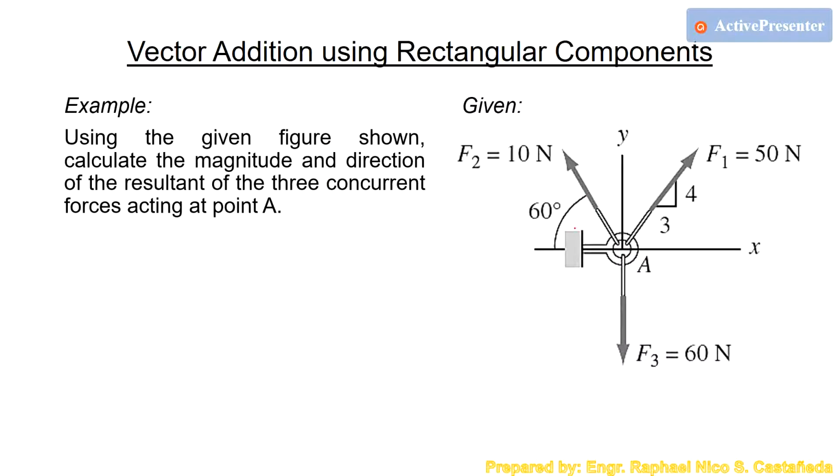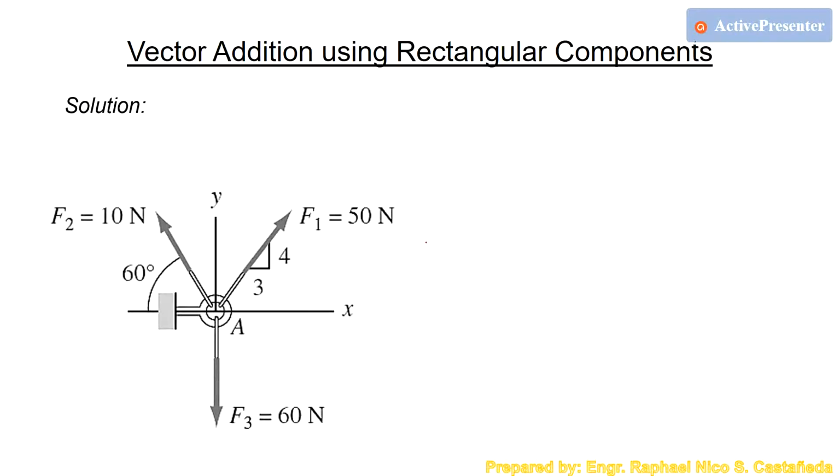So what we will do is apply vector addition using rectangular components. We will break down F1 and F2 into X and Y components. F3 is not needed to be broken down because it is already directed along the Y-axis, meaning there is no X component for F3. So for F1, we will break it down into, of course, X and Y components. For the X component, as you can see, it is a 3, 4, 5 triangle. So for the X component, we have 3/5 of 50. And for the Y component, we have 4/5 of 50.